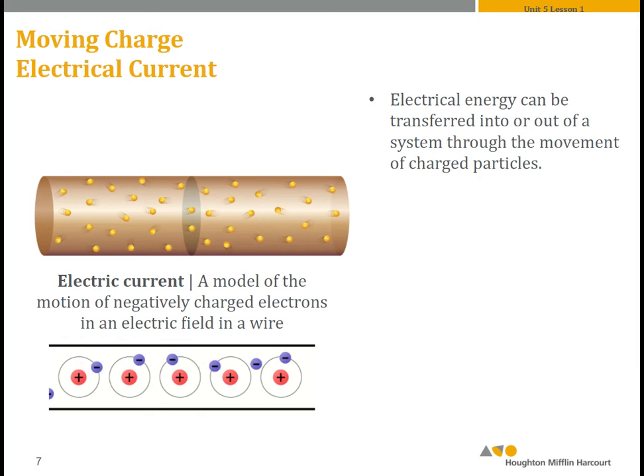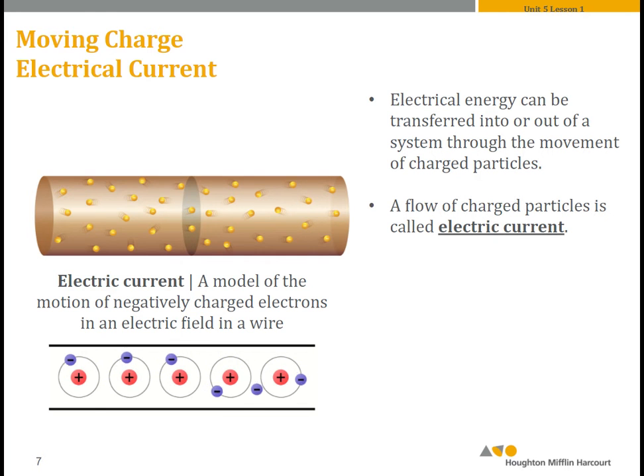And it happens sort of like this animation on the bottom left. Again, remember, models all have limitations. This model is not an exact representation of what happens, but generally speaking, the electrons are caused to flow in one direction, and that is called the electric current. In this case, in the animation, we see the electrons are flowing from left to right.